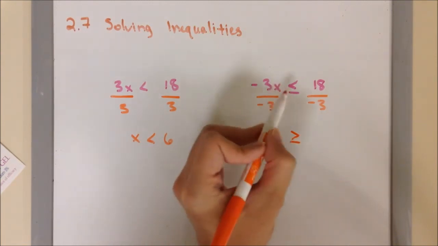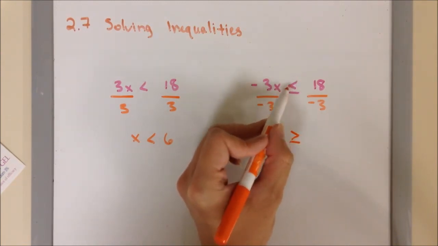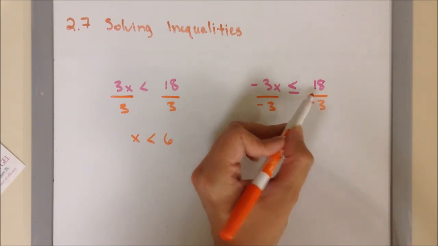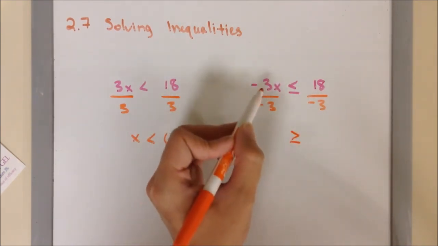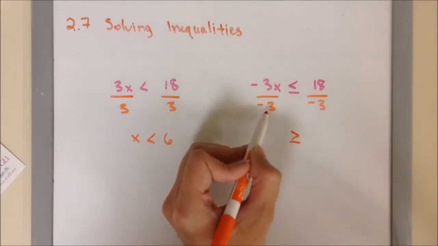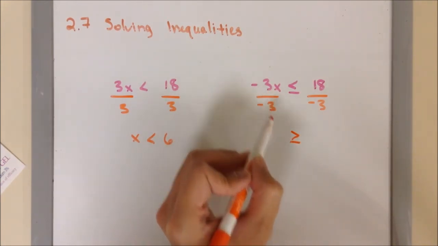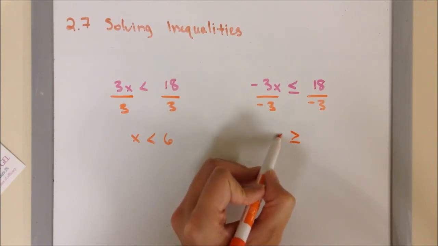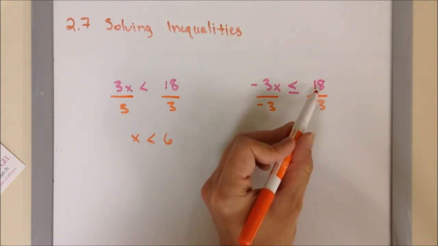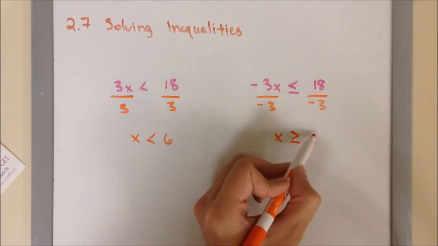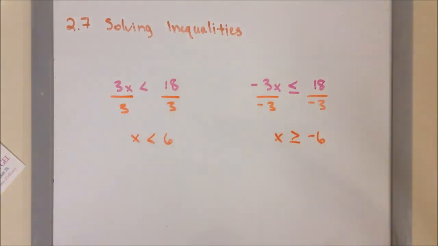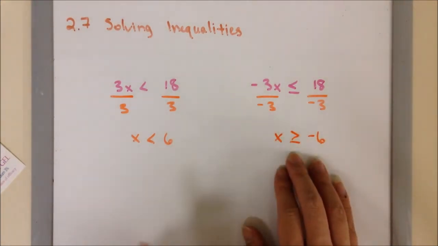So originally it was -3x less than or equal to 18. But what's going to happen now, when we divide both sides by a negative number, you're going to flip the inequality sign. So -3x divided by -3 would be a positive 1x. 18 divided by -3 will be -6. So that's going to be our final answer.